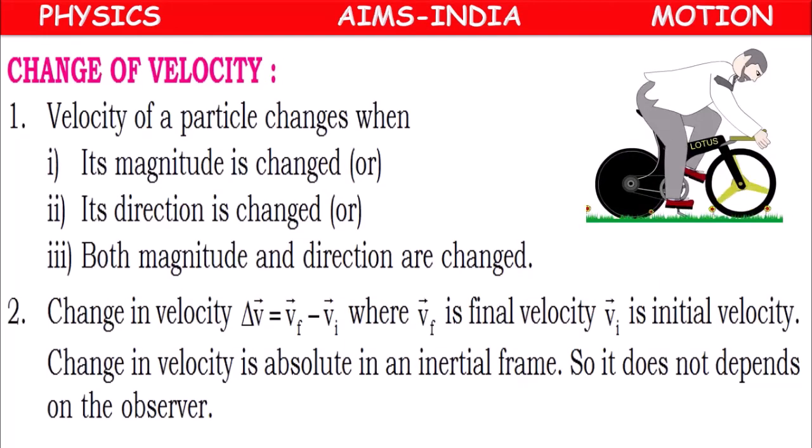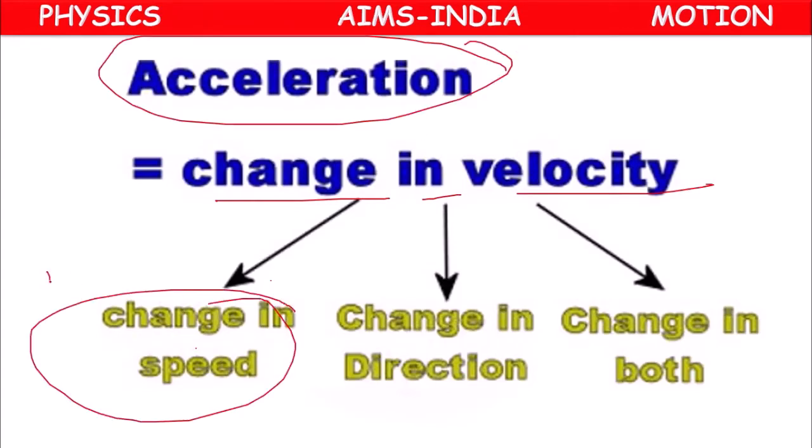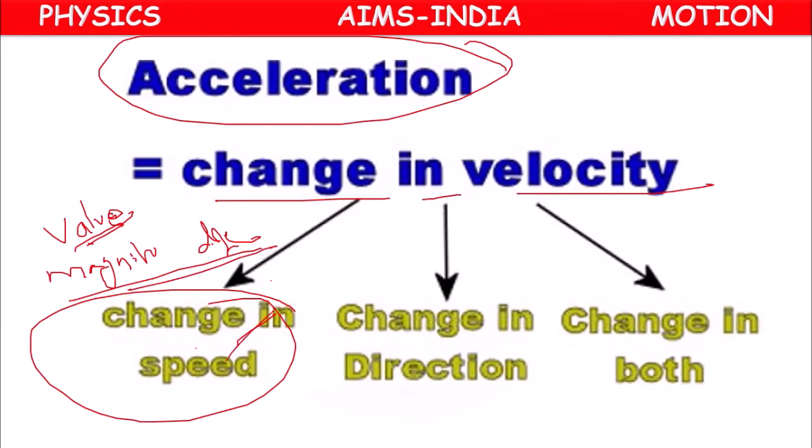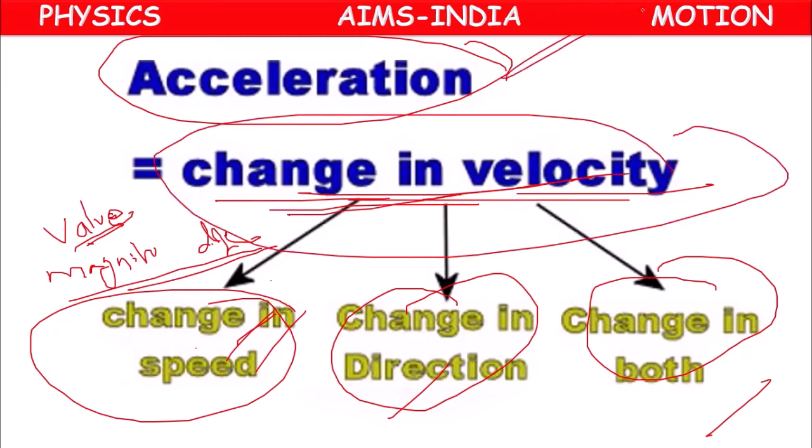So this change in velocity is called acceleration. It may be because of change in speed, means because of change in magnitude or change in value. If the change happens because of magnitude, we call it change in speed, or because of change in direction, or because of change in both. Because of these three reasons, if there is any change in velocity, this change in velocity is called acceleration. So we have a new word called acceleration, children, which means change in velocity.